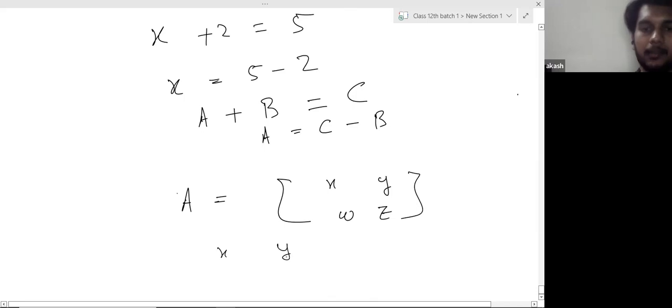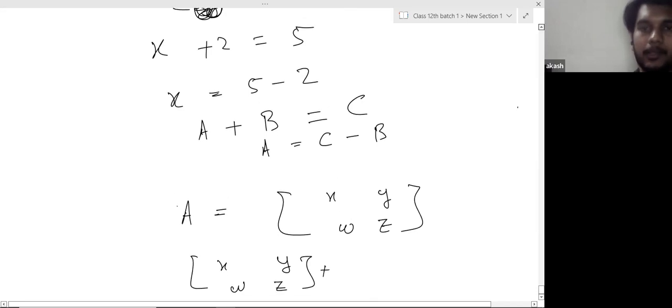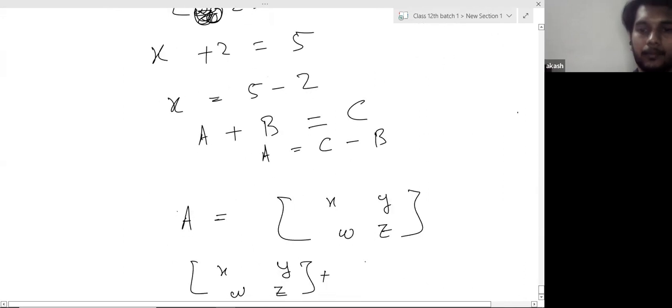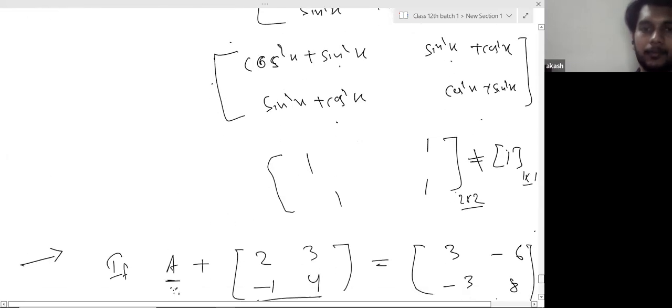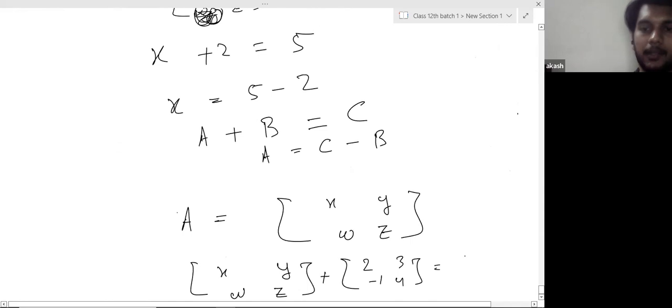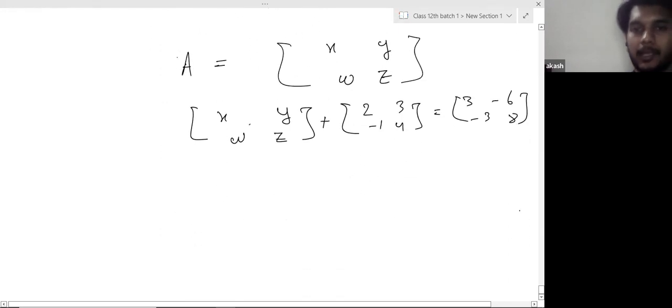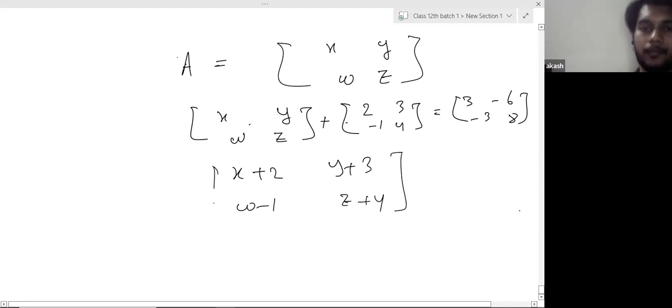Now the question says [X, Y; W, Z] plus, what are the numbers here? [2, 3; minus 1, 4] is equal to [3, minus 6; minus 3, 8]. All right. Now first add these two. So this will become [X plus 2, Y plus 3; W minus 1, Z plus 4] is equal to [3, minus 6; minus 3, 8].